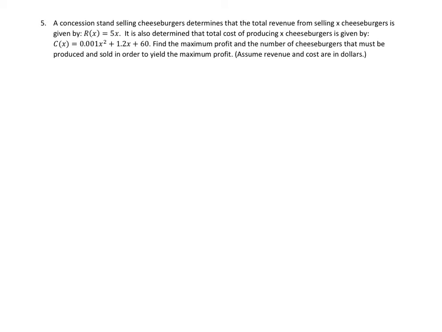Alright, so we're told that the revenue function is given by 5x, and the cost function is given by 0.001x² + 1.2x + 60. We want to maximize profit. So first of all, we have to come up with the profit function. Keep in mind that profit, we can call it P(x), is equal to the revenue function minus the cost function.